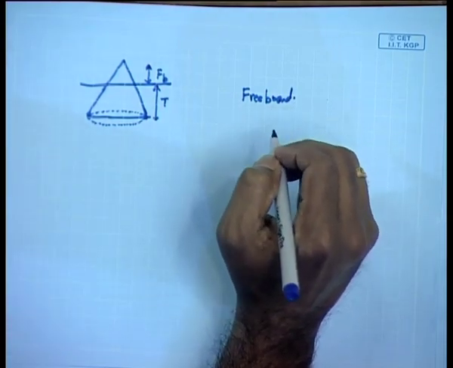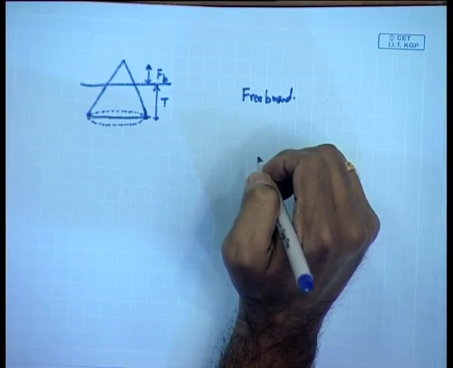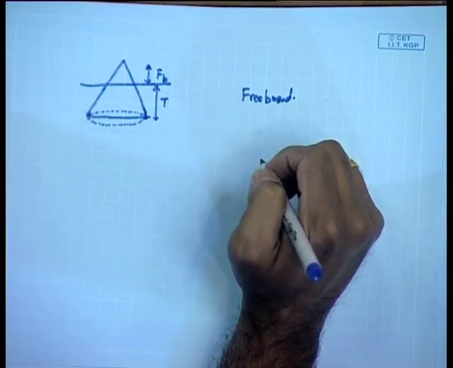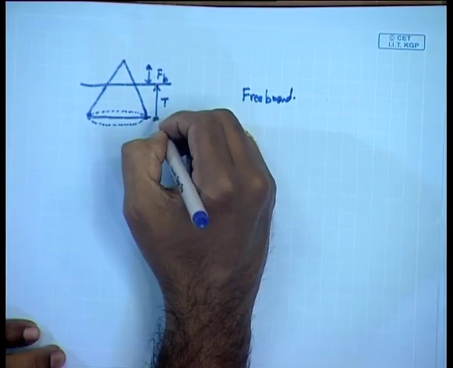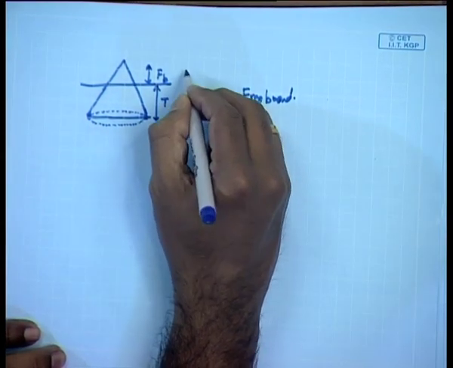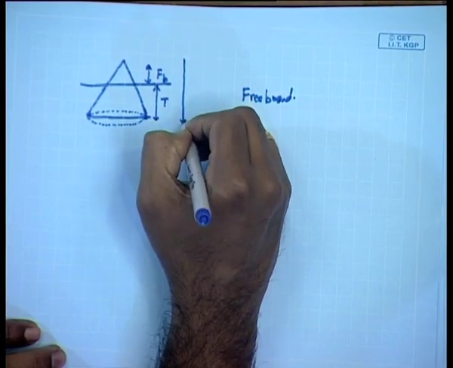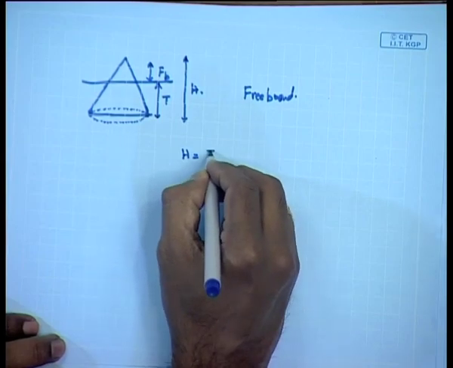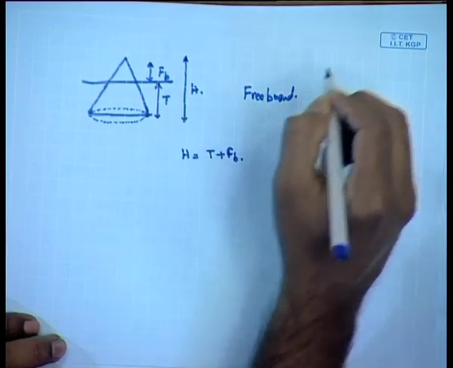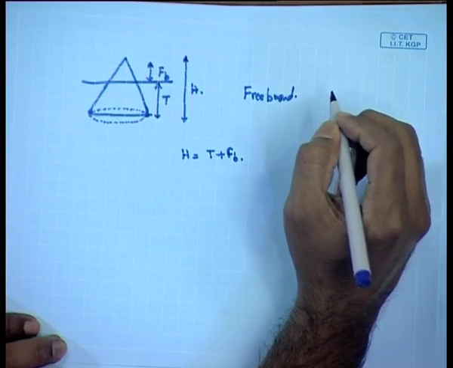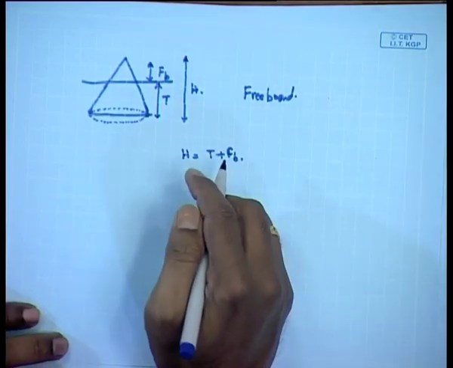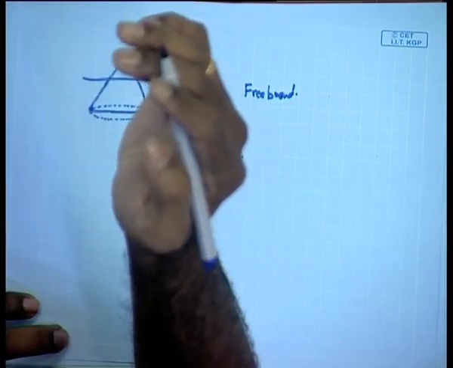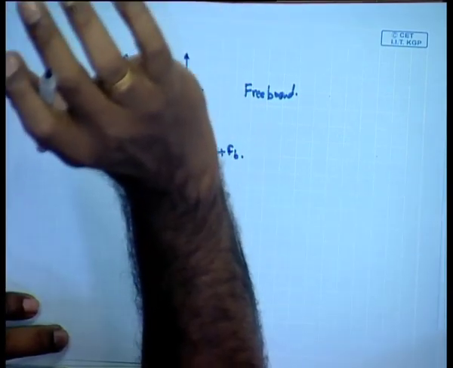So that region outside the water is always called the freeboard, and this is the draft, that is T. The whole thing is H, the height of the cone. Therefore H is equal to T plus FB. So the part of the cone inside plus outside is the total height of the cone. Now the question is, what is the condition under which this system will float in this upright condition?